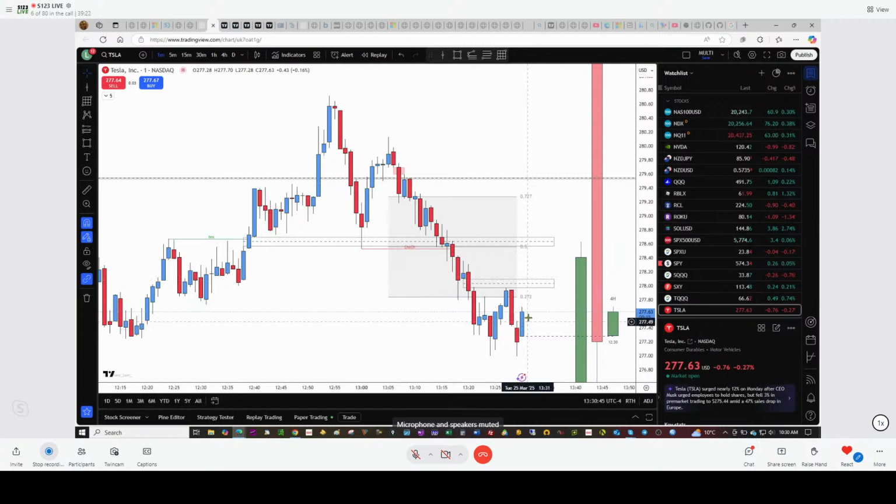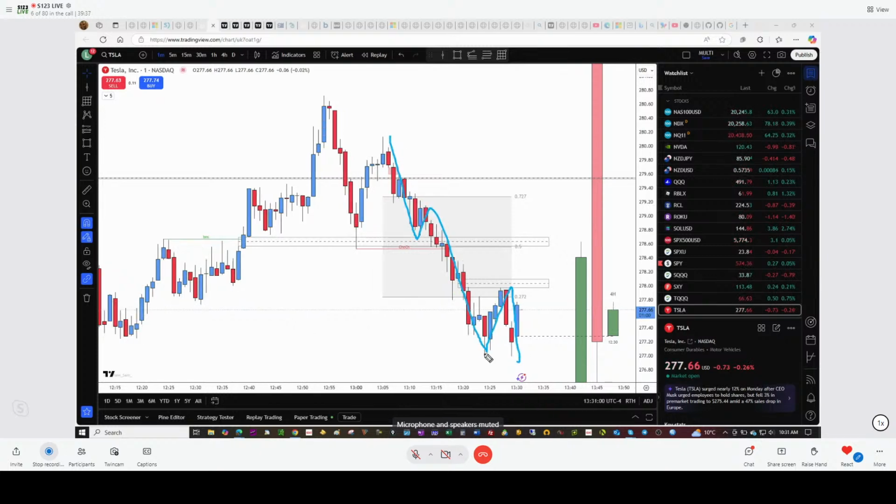So we could now get another push back up to 50%. What they're doing here is they're doing 1, 2, 3, 1, 2, 3, 4, and then they just broke this by a tick. So we could still expect that move back up.